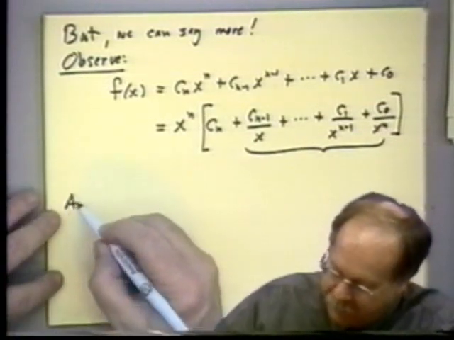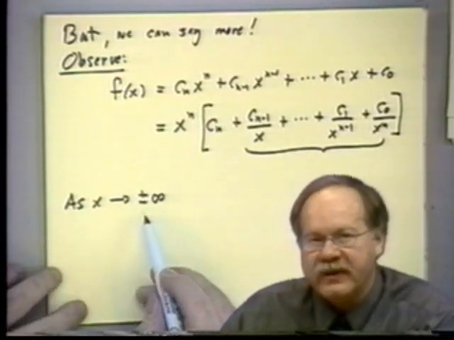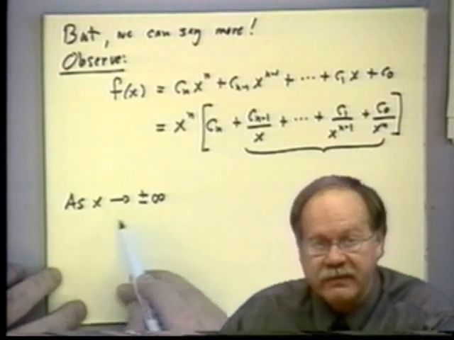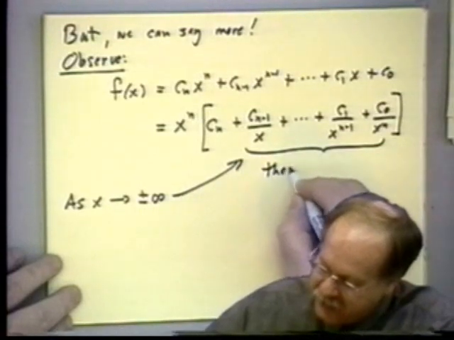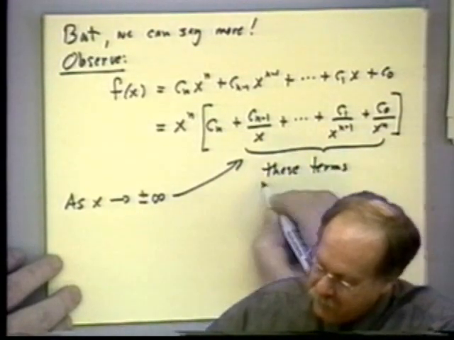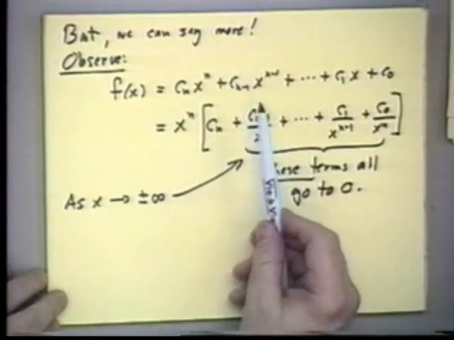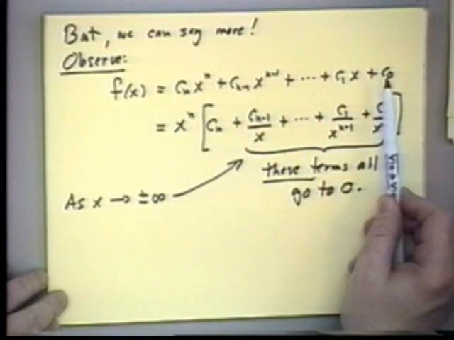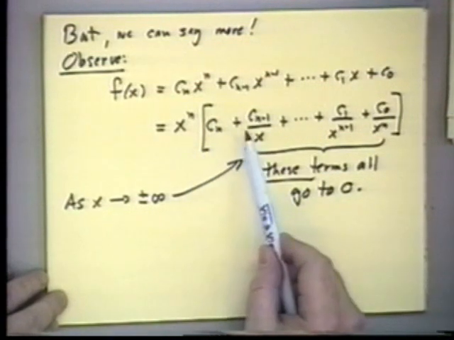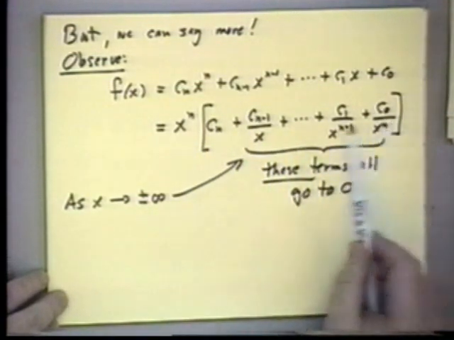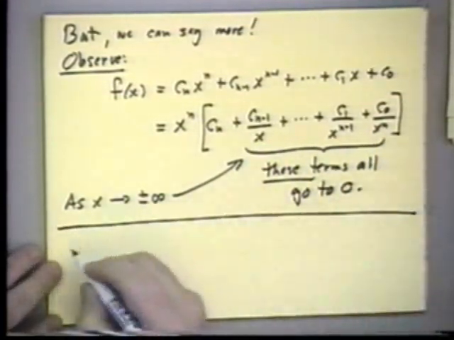So let's write that down. As x goes to either one of the infinities, so I'll write plus or minus infinity. When you see this, you have to read it plus or minus infinity. It's simply shorthand. As x goes to plus or minus infinity, these terms I have marked all go to 0. So that suggests that whatever is happening to this polynomial function is essentially the same thing as this c_n times x to the n, because all the rest of this in the end goes to 0, or, as we like to say, becomes negligible.